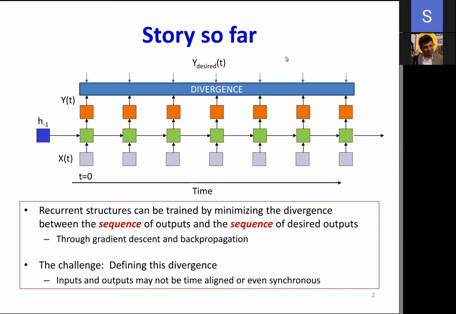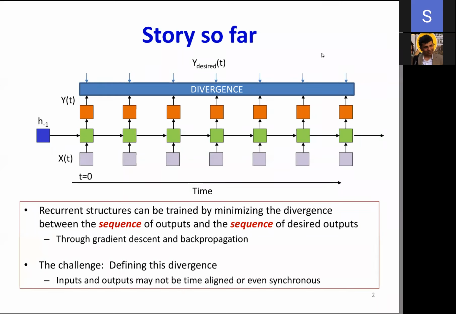We've seen that recurrent structures, recurrent neural networks, can be trained by minimizing the divergence between the sequence of outputs that the network produces and the sequence of desired outputs through gradient descent and backpropagation. The challenge is, how do you define this divergence between 2 sequences? Now, this is not always very clear.